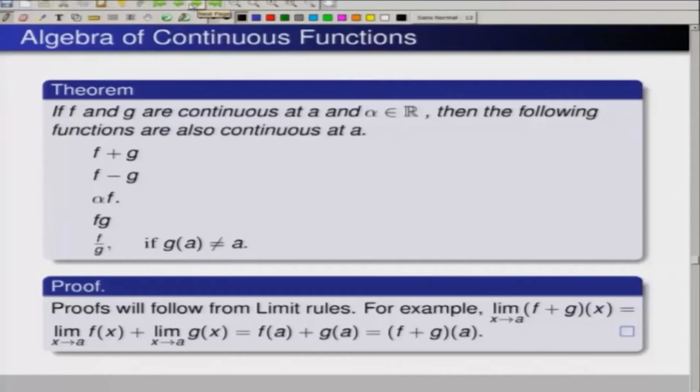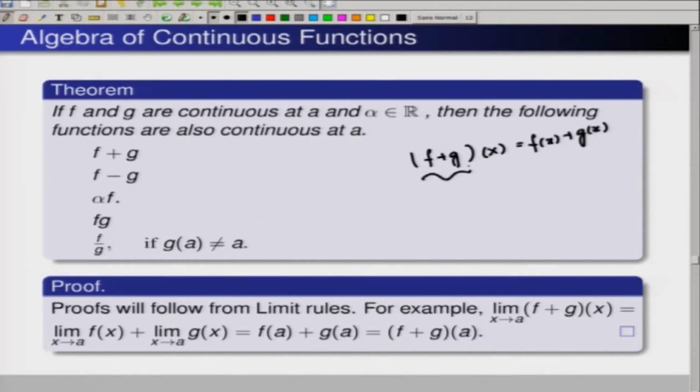Okay, so we have seen the continuity of f, that is, limit of f of x as x goes to a is equal to f of a, then we say that f is continuous at a. Now, if we have two functions f and g, both continuous at a, then f plus g is a function, which we have defined to be f of x plus g of x.